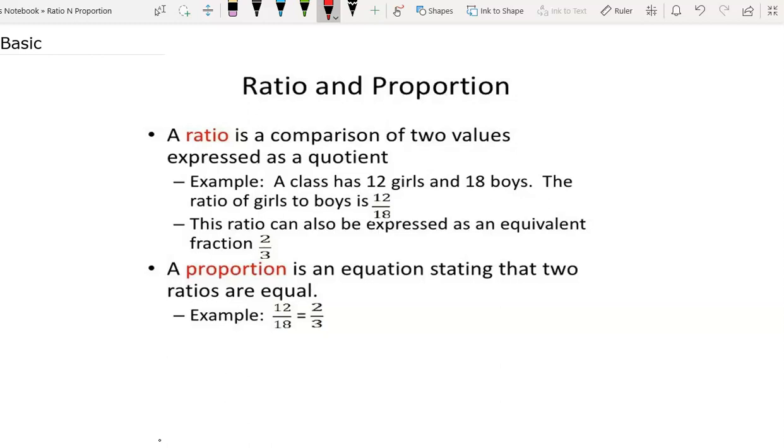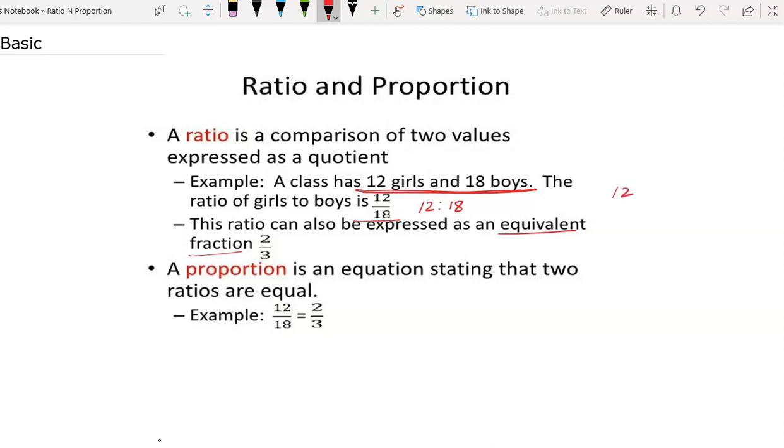A ratio is a comparison of two values expressed as a quotient. Example, a class has 12 girls and 18 boys. The ratio of girls to boys is 12 by 18. We can also write this as 12 is to 18. Now, this ratio can also be expressed as an equivalent fraction, that is 2 is to 3.